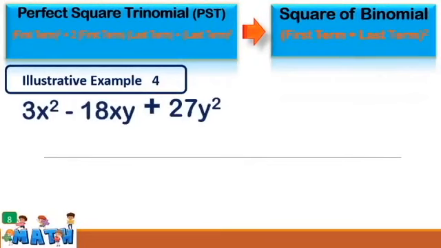Example number 4. So we're going to get the factors of 3x squared minus 18xy plus 27y squared. So check whether the first and last terms are perfect squares. Are they perfect squares? No. So what are we going to do? We're going to think of a number that could divide the terms to make it a perfect square trinomial.